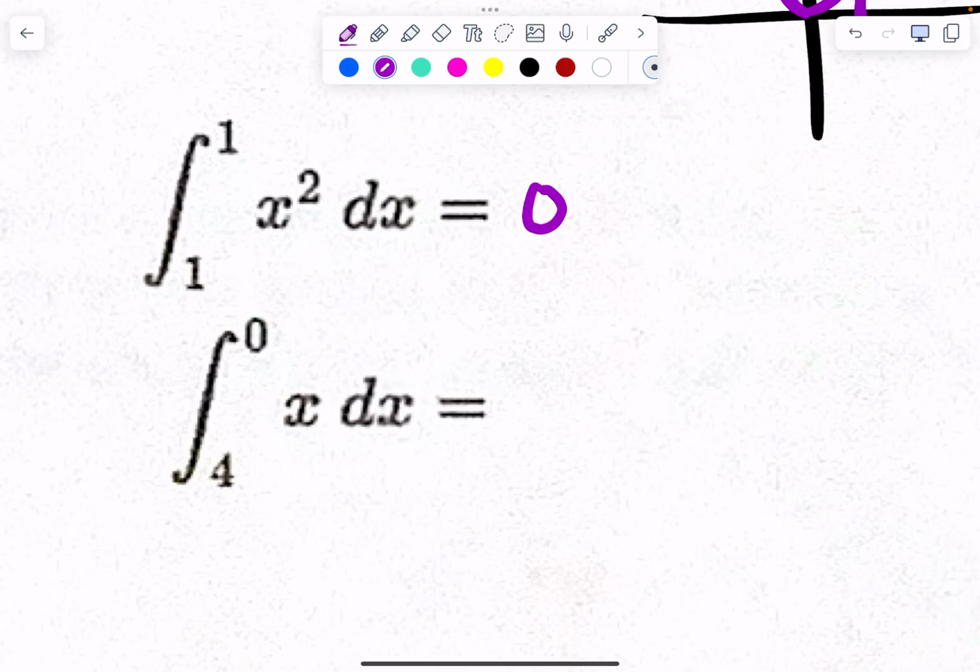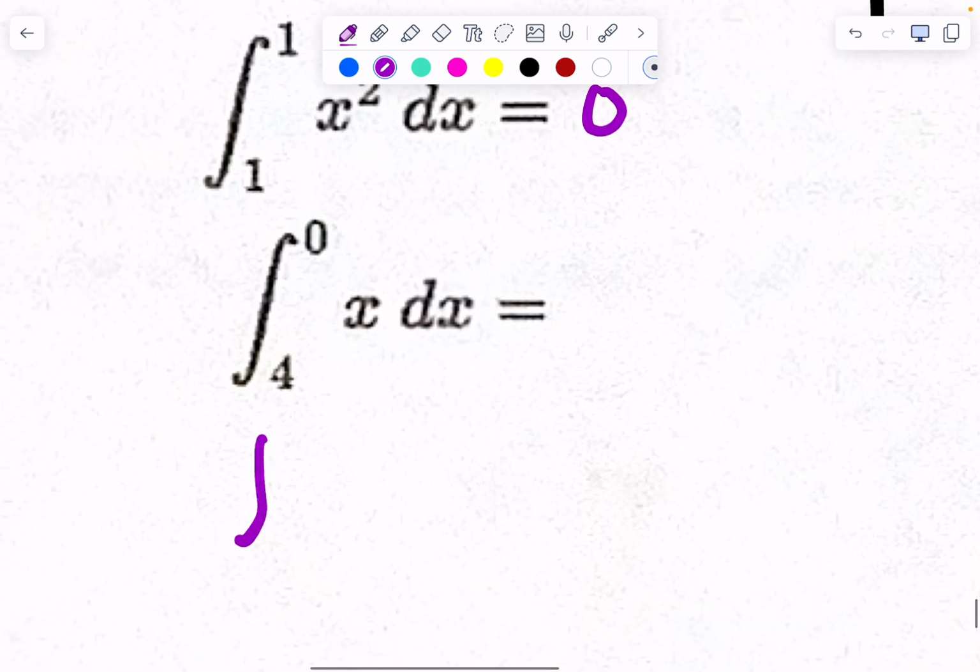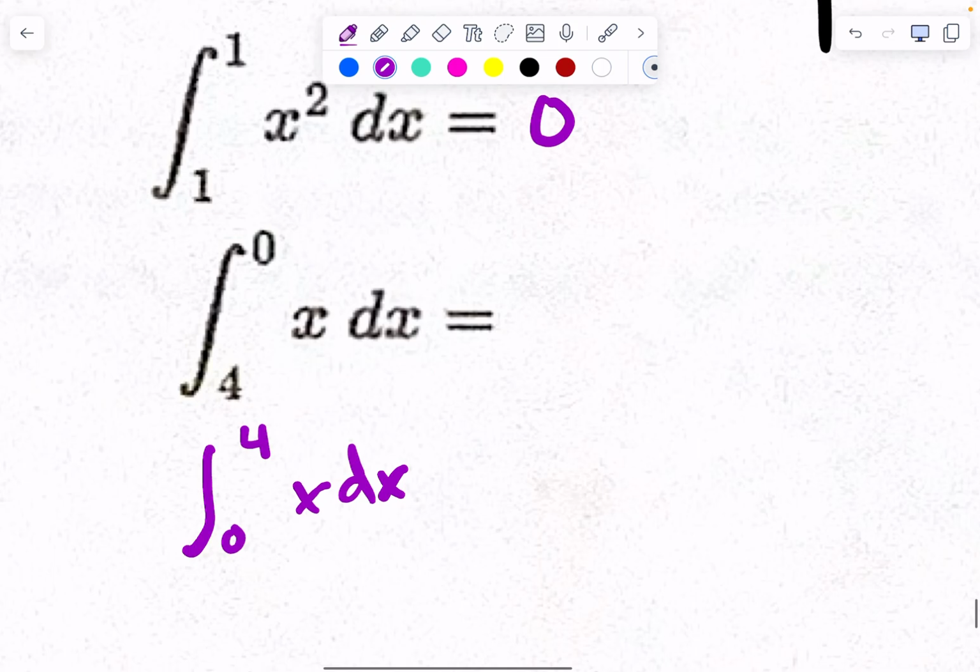Now the second one is going from 4 to 0 instead of from 0 to 4. Normally you would see from 0 to 4 of x dx, right? Why is it 0 over 4? Because you're going from 4 to 0. It's like you're reading the area from right to left instead of left to right. Does that really change anything? It just makes it the negative of what it would have been.